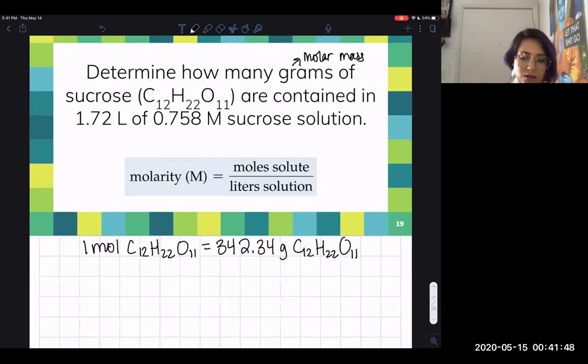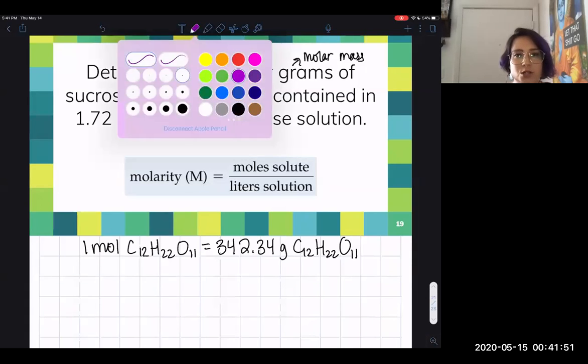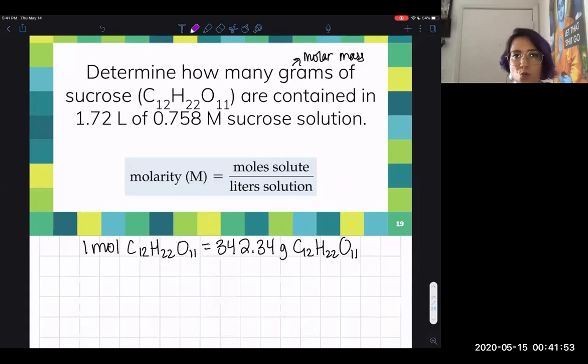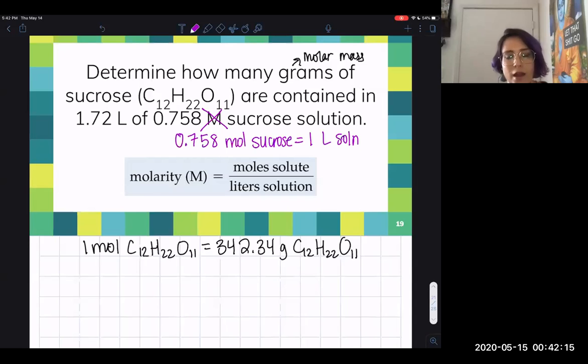Ugh, isn't it disgusting how it's just parading around as 1 unit, but really it's 2 units? Faker. Mole of sucrose equals 1 liter of solution. Unmask that molarity. It is so much easier to see what to do if you can see the mole and the liter. Promise, promise, promise. So get rid of that big M.